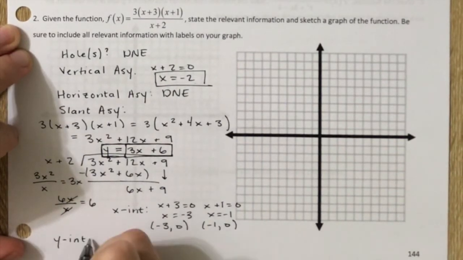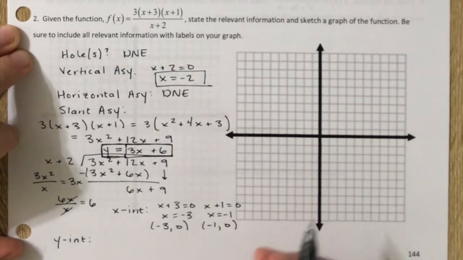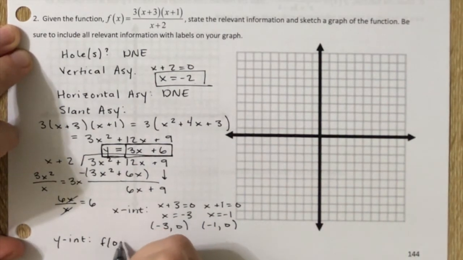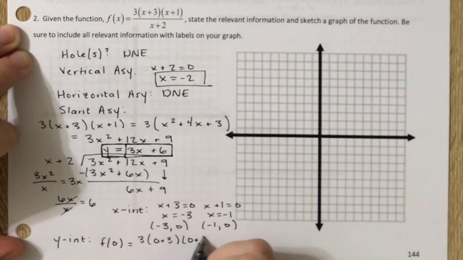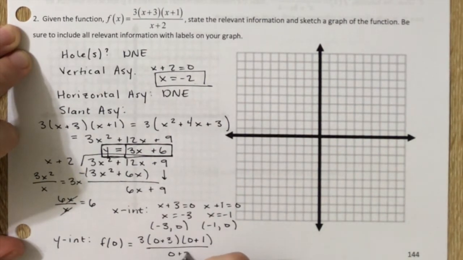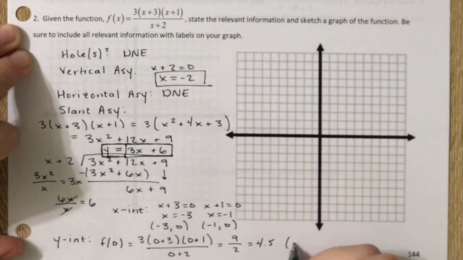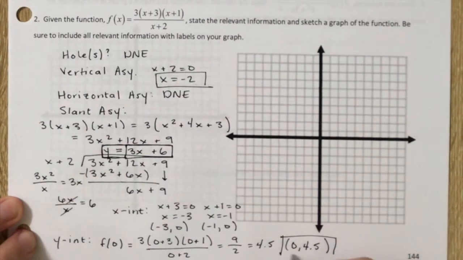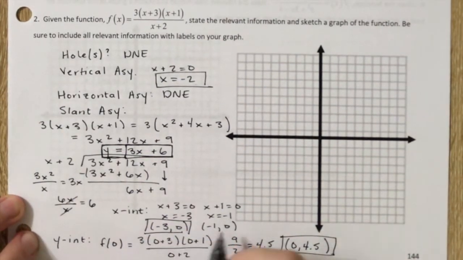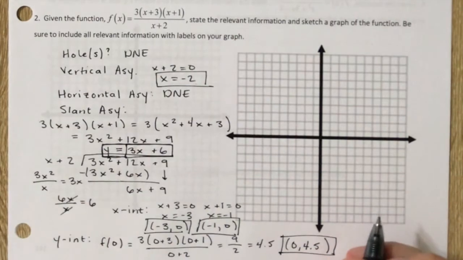Y-intercept, again, that's where x equals 0, right? So we're just looking for f of 0. We get 3 times 0 plus 3 times 0 plus 1 over 0 plus 2. So we get 9 over 2, or 4.5, giving us a coordinate point of (0, 4.5). Okay, so we have a bunch of stuff that we need to graph. Let's go ahead and give that a shot.